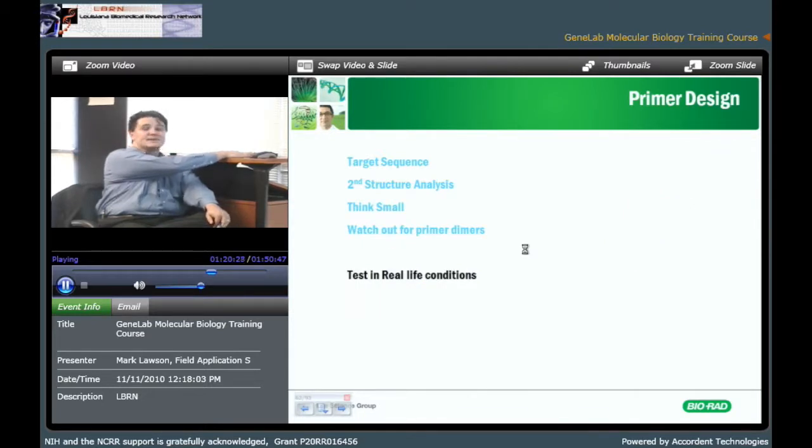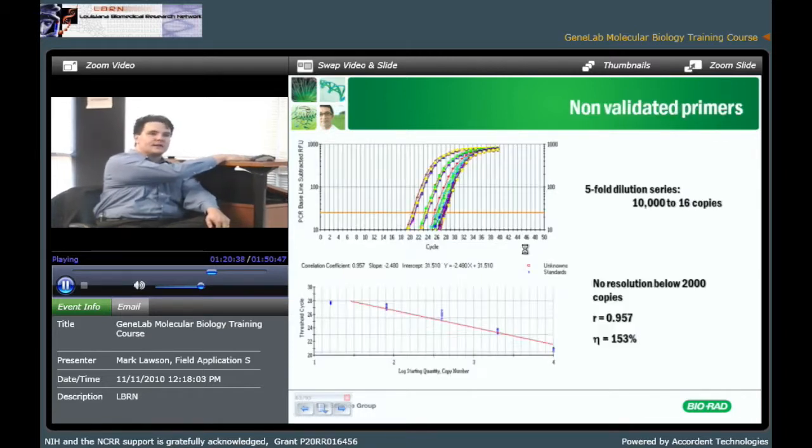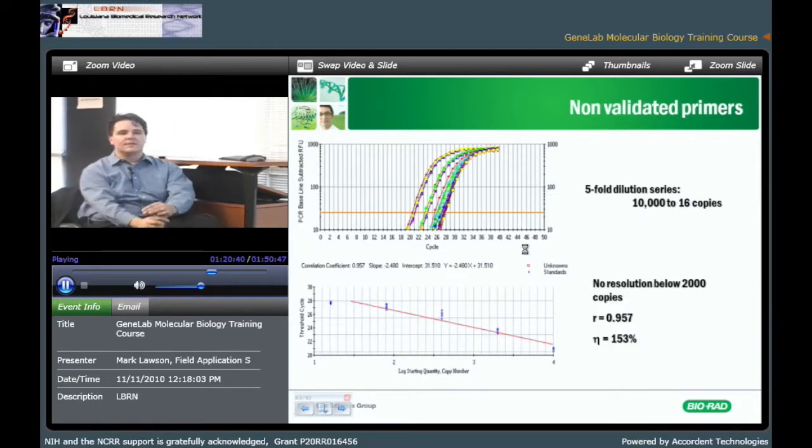And then lastly, we're going to have to test them in real-life conditions. And this is the part that gets expensive. So I want to talk you through the fastest possible way to optimize a new primer pair. But before we do that, I've got a troubleshooting example that I want to use to kind of hammer home the idea of validating a new assay. This is actual data. So this is a real-world troubleshooting example. And it's very typical for what people see when they first start out.